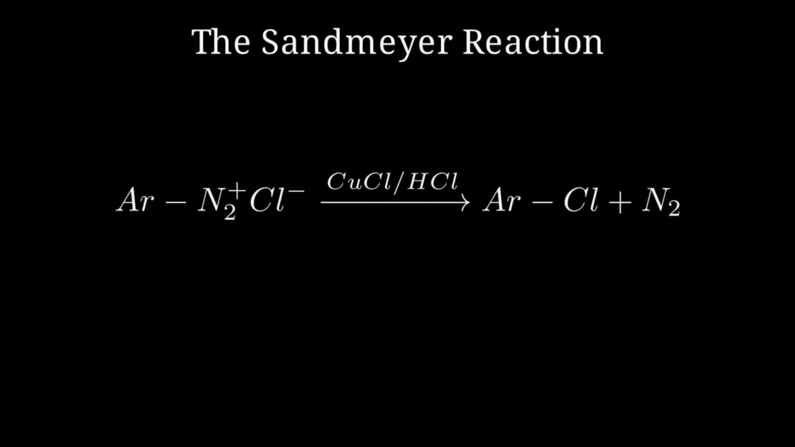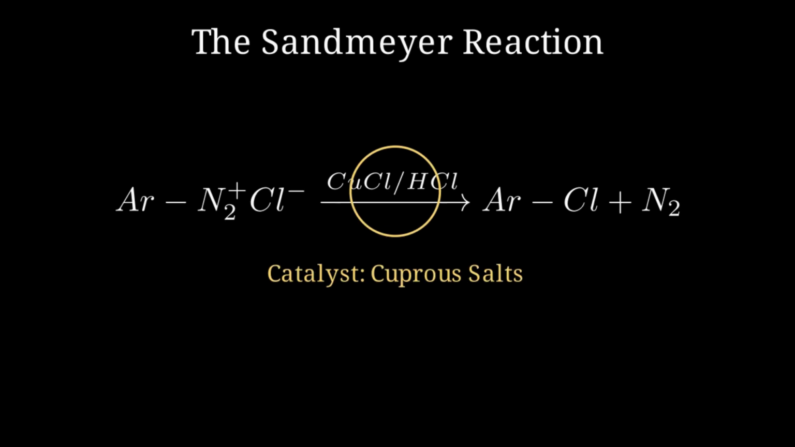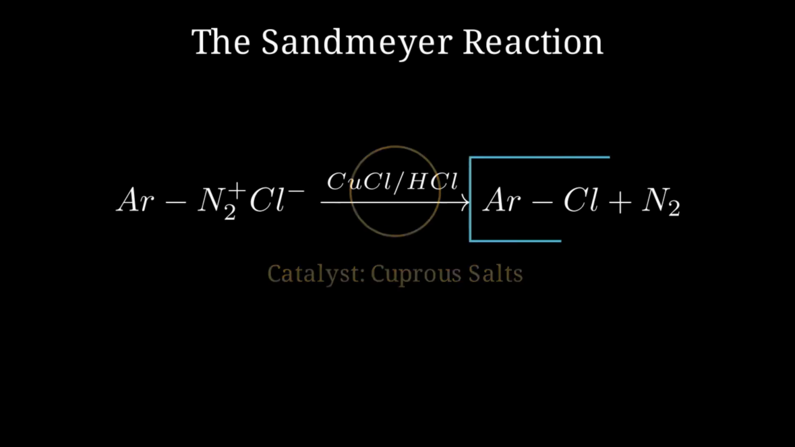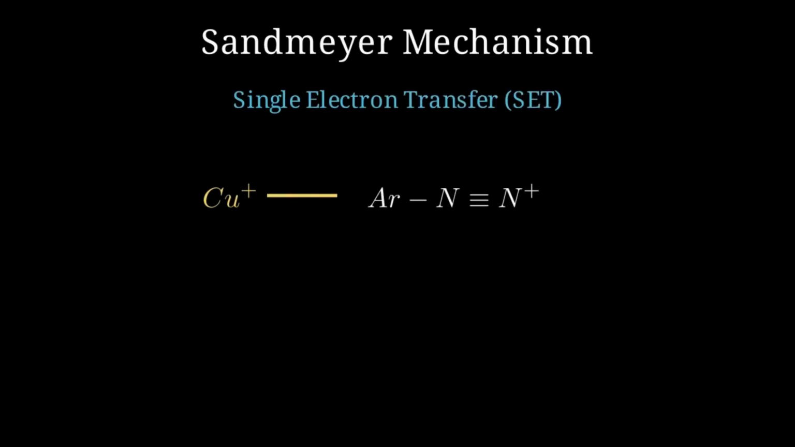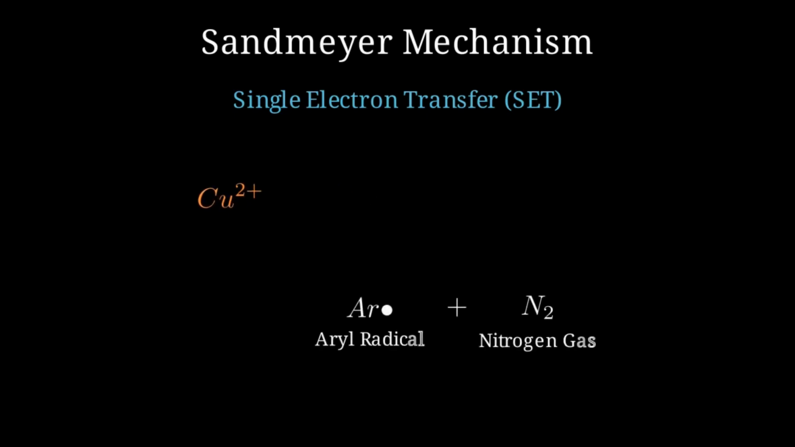In the Sandmeyer reaction, we use copper(I) salts, such as cuprous chloride or cuprous bromide. These salts act as the source of the nucleophile and the catalyst, facilitating the displacement of nitrogen gas from the aromatic ring. The mechanism involves a single electron transfer from the copper ion to the diazonium cation. This creates an aryl radical and releases nitrogen gas. The radical then reacts with the halide to form the final product.